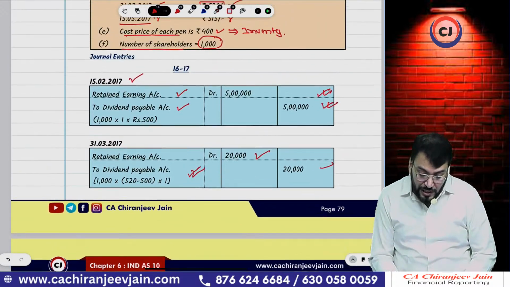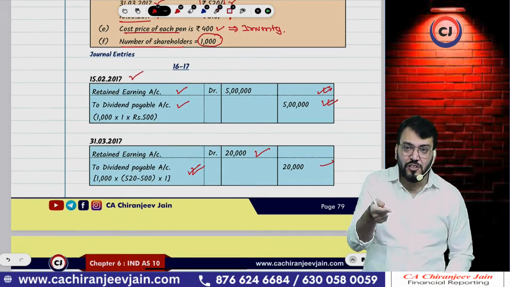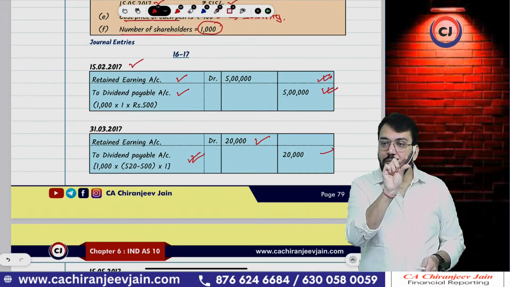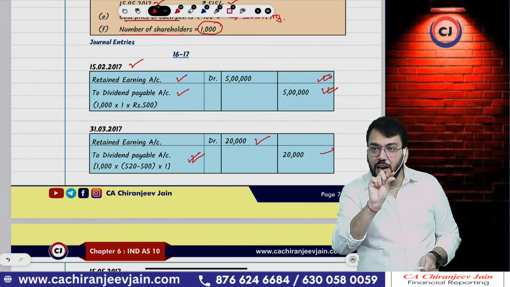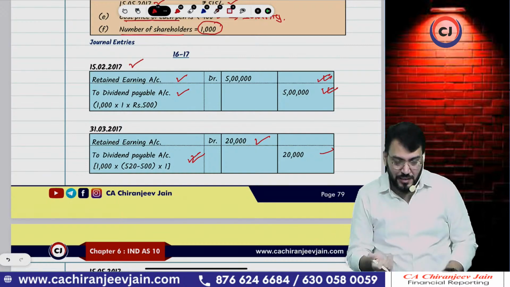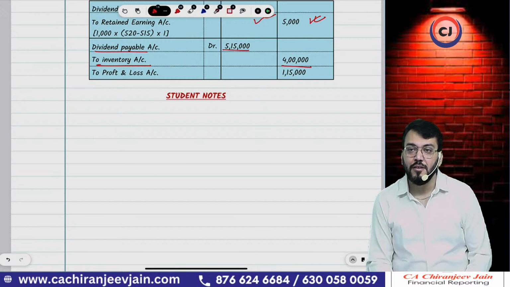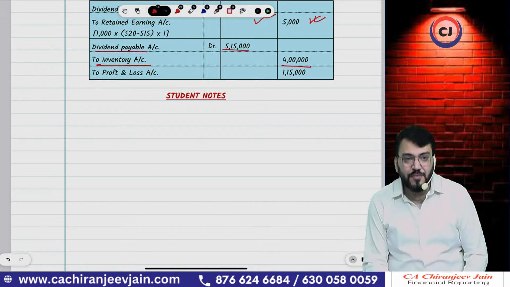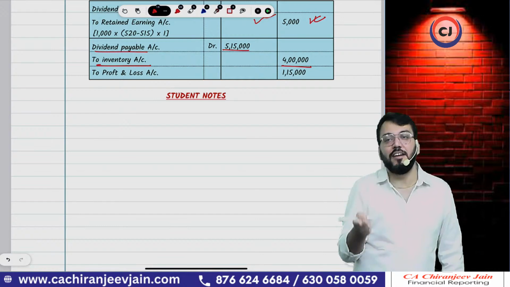Now on the date of actual distribution, what journal entry will we do? Dividend payable account debit to non-cash asset, that is inventory. Correct. Dividend payable 5 lakh 15,000 to inventory 4 lakh. And any difference, one doubt will come: will this difference be transferred to PL account or retained earnings?